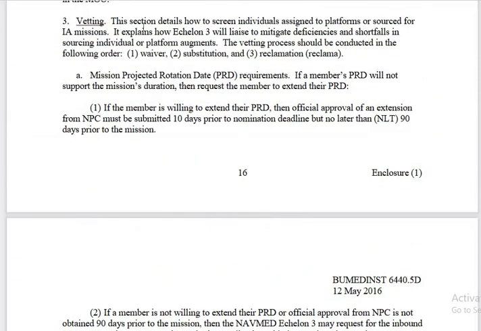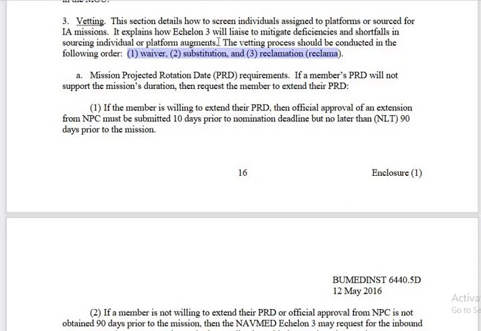Let's see. Vetting. If you know what the word vet means, it's kind of self-explanatory. So, how to screen individuals for platforms and IA messages. This is where this is in the instruction. I have seen this many times through studying, through Blue Jacketeer. What is the vetting process?